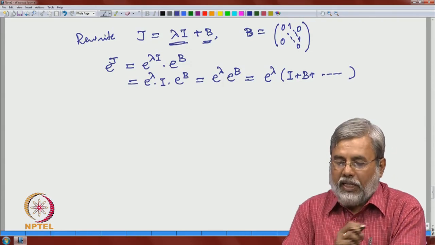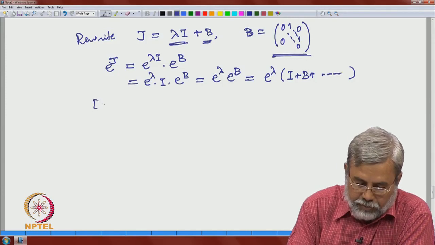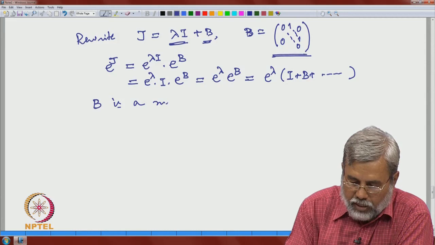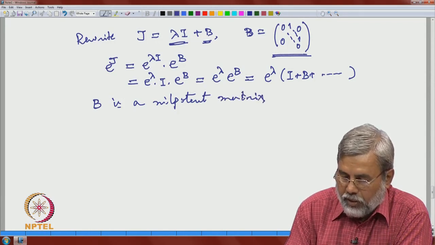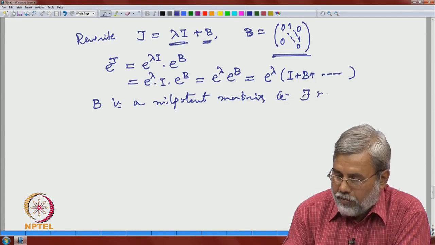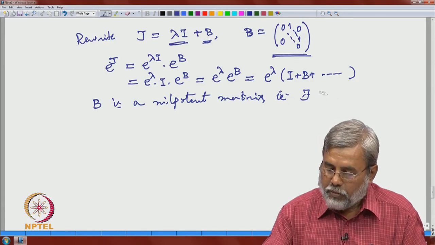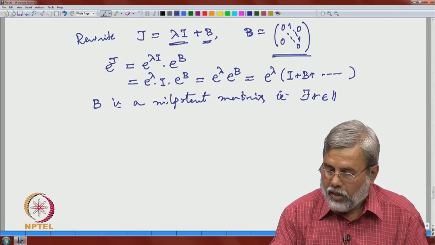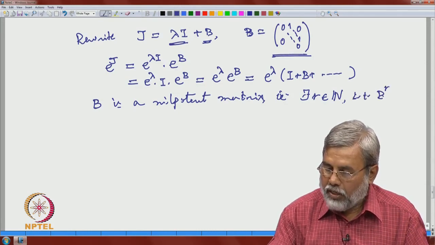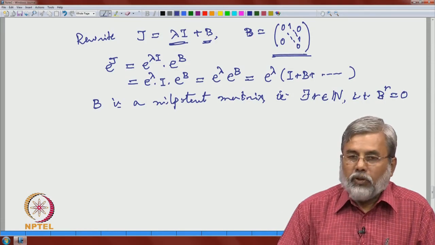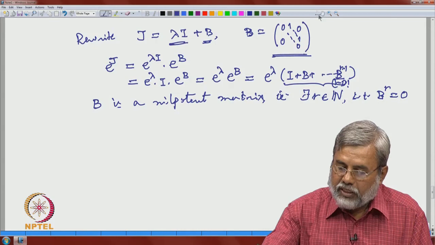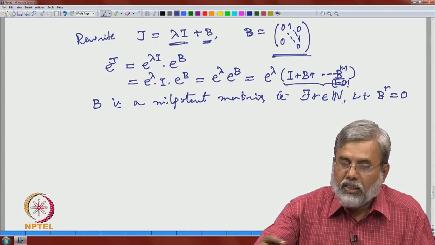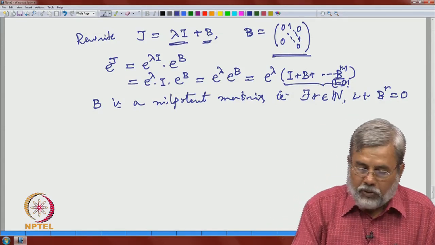The important thing about B is that B is a nilpotent matrix. That is, there exists some integer r such that B^r is 0. So, this is a finite sum. It only goes up to B^(r minus 1) by (r minus 1) factorial, and it is very easy to compute even the powers. The diagonal containing 1s will be just shifted above and above. So, it is very easy to compute, and we have this thing.